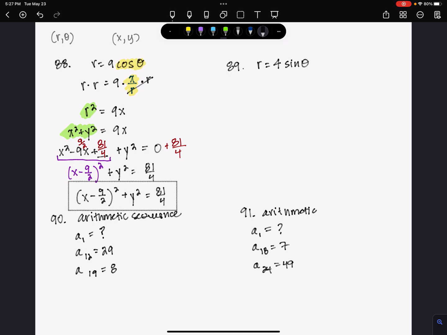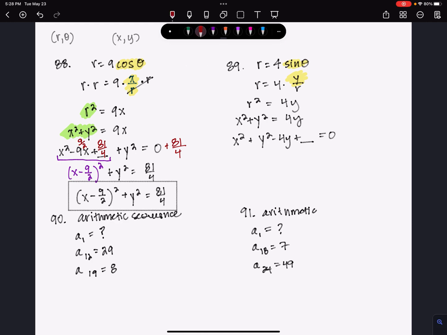Okay, so when I substitute out for sine of theta, I'm going to get y over r, so I have r equals 4 times y over r. I multiply both sides by r, giving me r squared equals 4y. And then r squared is still x squared plus y squared. I subtract the y over, so I have x squared plus y squared minus 4y. I'm going to leave room to complete the square, equals 0.